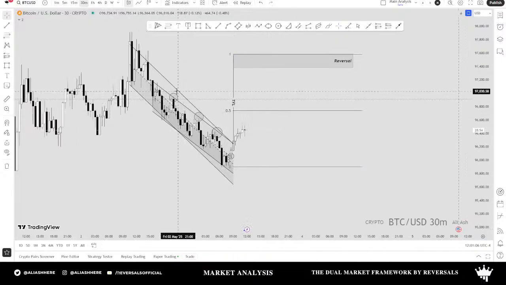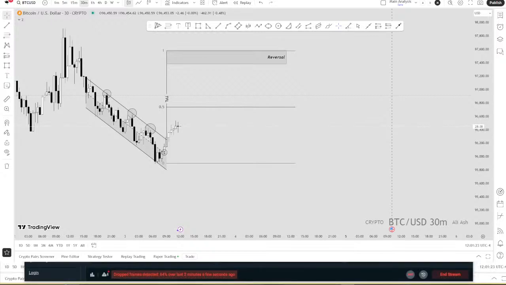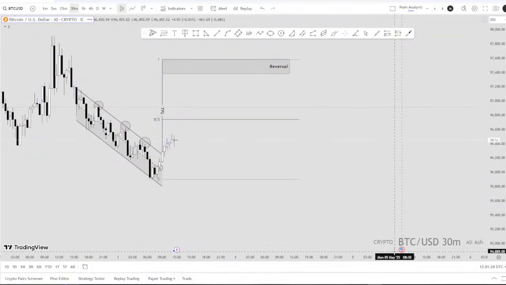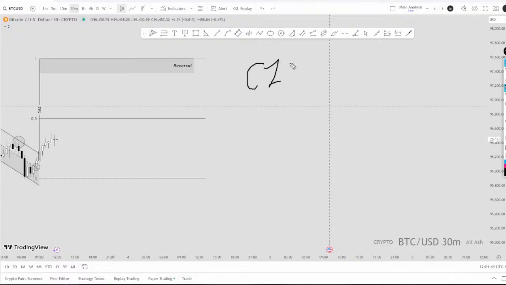So in this video, we'll be understanding the central zone concept and why the central zone is very important for the market. Okay, so why is the central zone important? So the concept is the central zone concept.